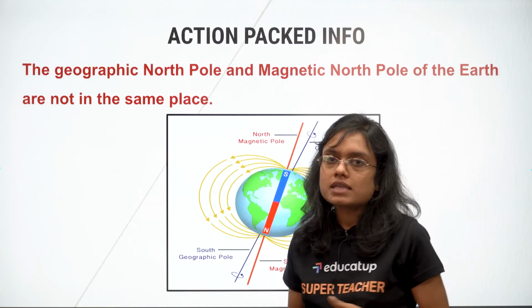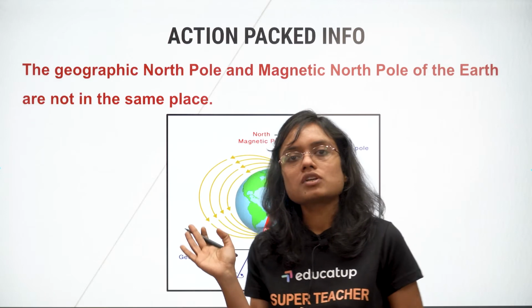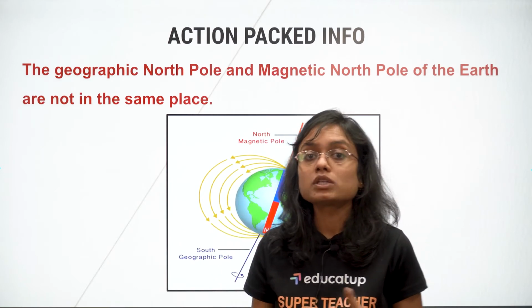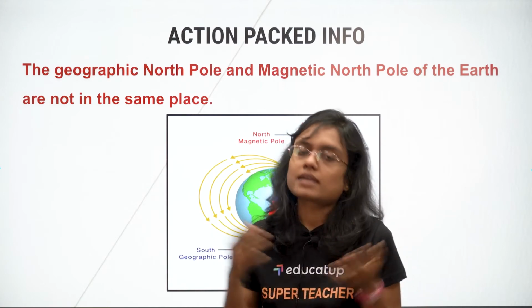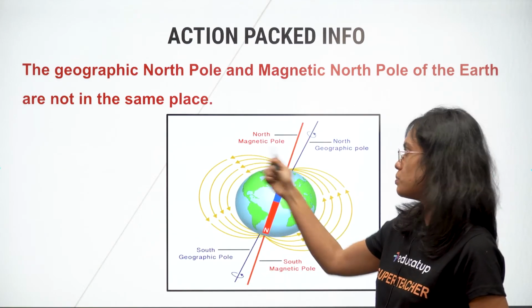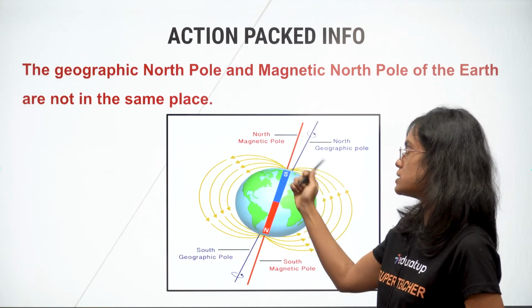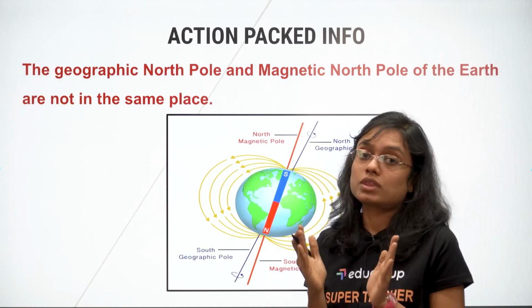Even recent studies have shown that the magnetic North Pole and South Pole of the Earth are shifting because of the movement of molten iron in the Earth's crust. So that is altogether a different thing, but you should know this, that the magnetic North Pole and geographic North Pole are not same. They are a little deviated. एक दूसरे से थोड़े से distance पे होते हैं.